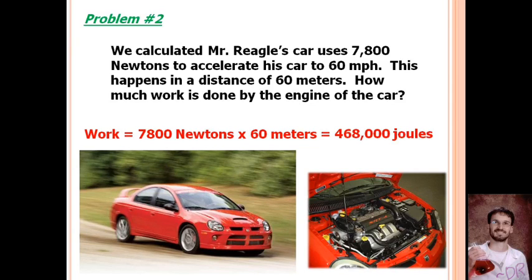Once you start to get numbers that are this big, we can start to use the SI prefixes as well. How many kilojoules would that be? Well, kilo means 1,000, so 468,000 joules would be equal to 468 kilojoules. Remember, those prefixes aren't just for kilometer or kilogram. You can apply those prefixes to any of the units.